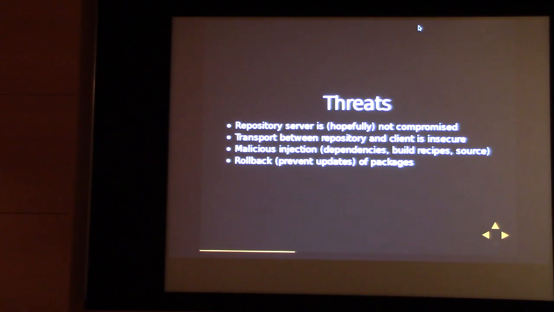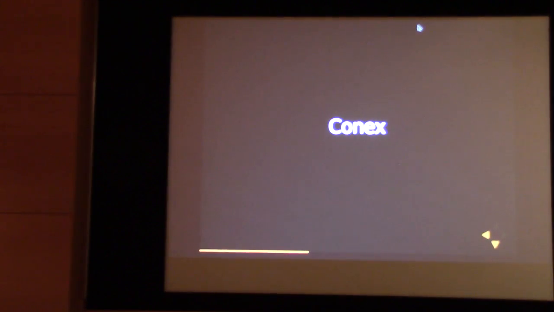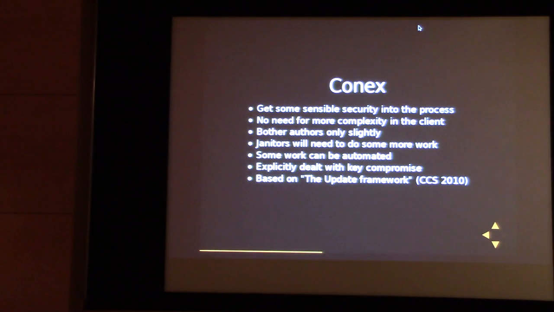Another person in the middle could just do a targeted attack on a client and just do a rollback attack, so prevent updates of the repository for a specific user, which is also interesting if one of the packages has actually some security problems, to prevent some specific client from updating that. So these are the threats we want to cope with, and we want to solve with having Conex. Conex is based on the update framework developed by some people of the Tor team back in 2010.